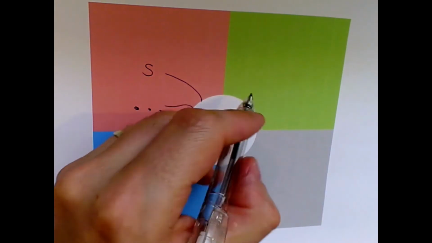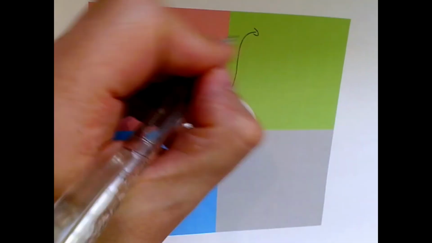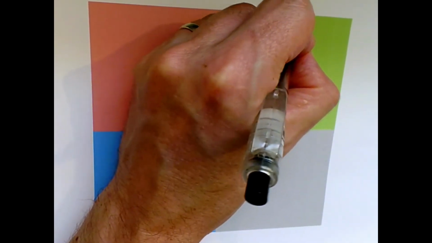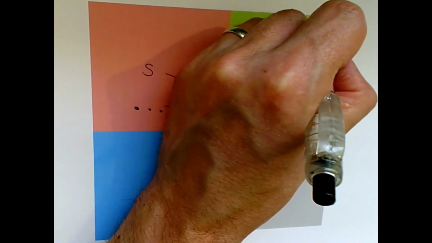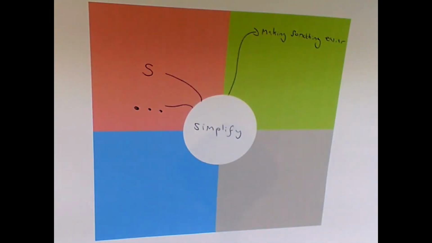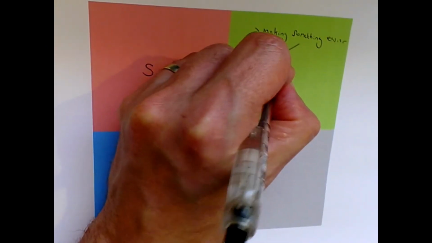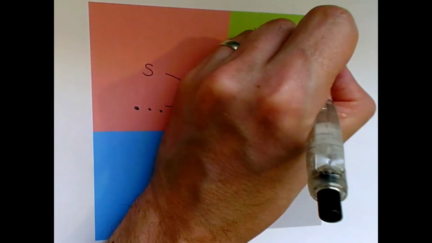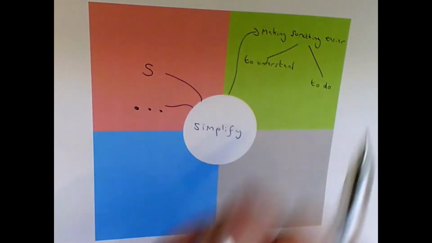Thinking about the meaning of the word, green for what it means. Well, simplify is about making something easier. And that might be something easier to understand. So you're making something less complicated, easier to understand. Or it might be about making something easier to do. Simplifying something to make it easier to do.